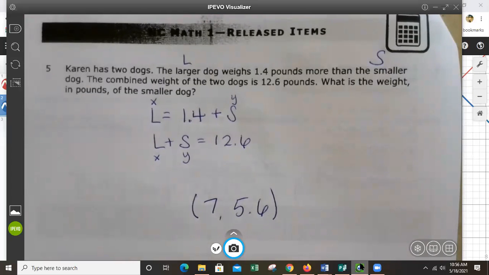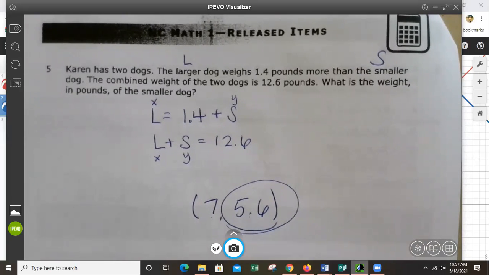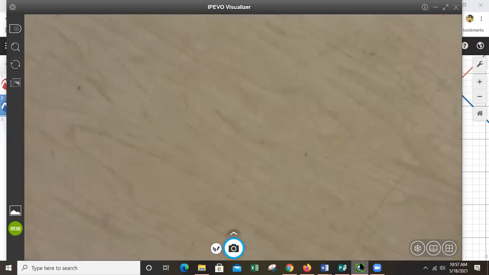Now, think logically. Even if I screwed up, which one is the smaller? It's got to be the 5.6. It's got to be. Obviously, the large dog is not going to weigh more. Does that make sense? So the big dog is 7 pounds. The small dog is 5.7. I mean, 5.6. Pretty simple, right? You just got to write the equation. All right, let's look some more.